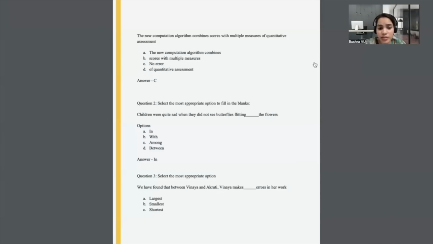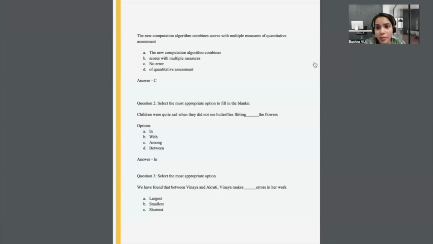Question number 3, select the most appropriate option. We have found that between Vinaya and Akriti, Vinaya makes dash errors in her work. Now if you look at this, here we're specifically talking about errors. How do we measure errors? Errors is something that is quantifiable, right? So when you measure the quantity, what are the verbs that you use?